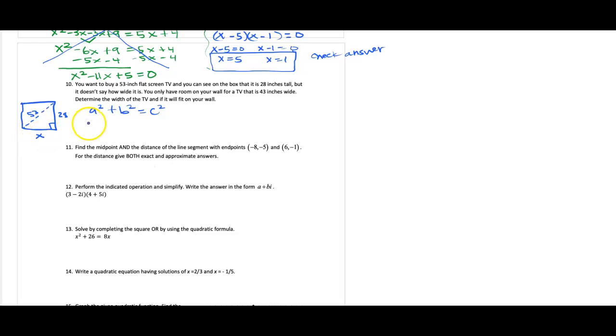So I'm going to put x in here. So I'm going to have x squared plus 28 squared equals 53 squared. So again, really important that that diagonal length is the one by itself. Otherwise you're going to get a totally weird answer on that.